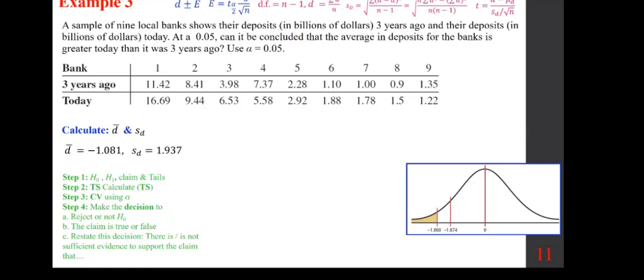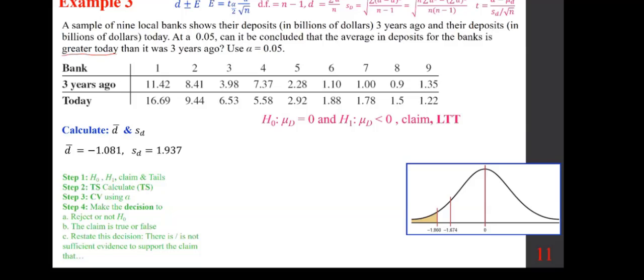So this part, you have to go through the process. You're going to use technology, or you're going to do it by hand. Makes no difference. You have the calculation. Here's the answer. So let's move on. So with that being the case, we want to see if this is greater. You can say that 3 years ago was less. So mu sub D is less than 0. Left tail test.